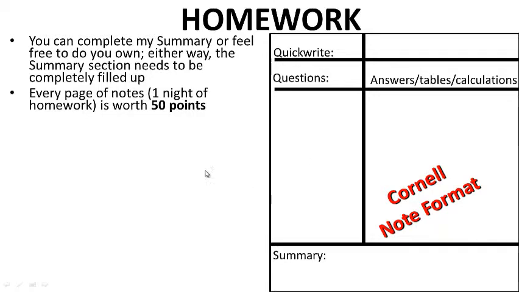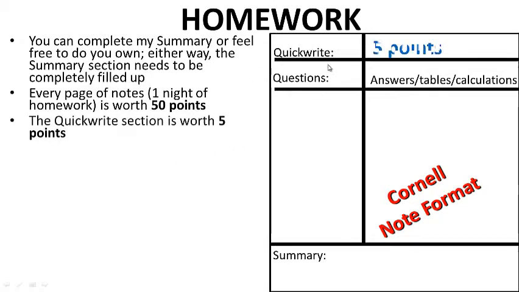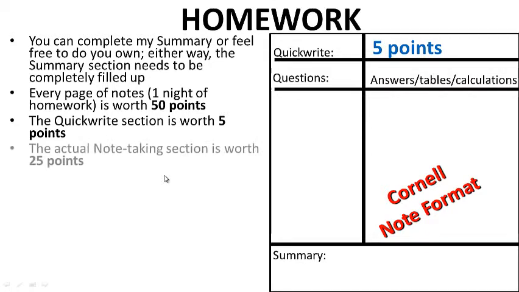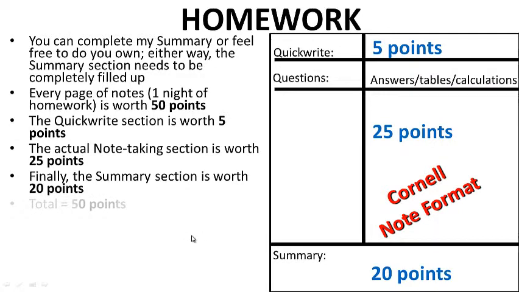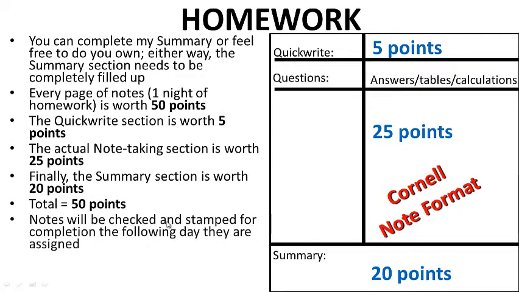Every page of notes is worth 50 points. The quick write section up top is 5 points. The actual note-taking section is worth 25 points. Finally, the summary section is worth 20 points, giving us a total of 50 points. Notes will be checked and stamped for completion the following day they are assigned. So I come around, and when I stamp your bell work, I'll also be checking to see if you did your notes.